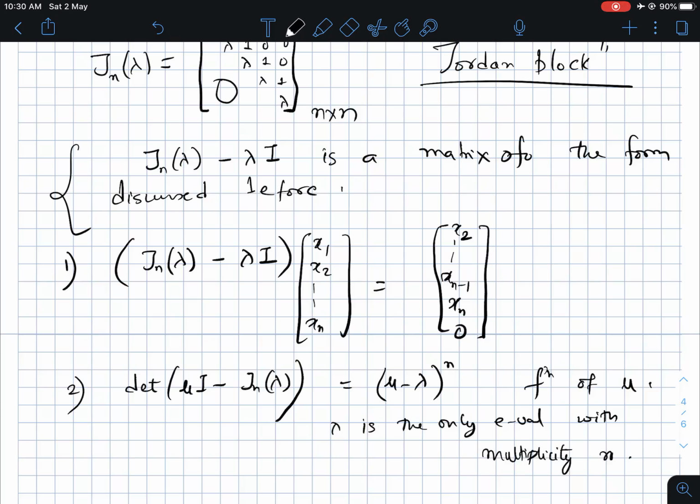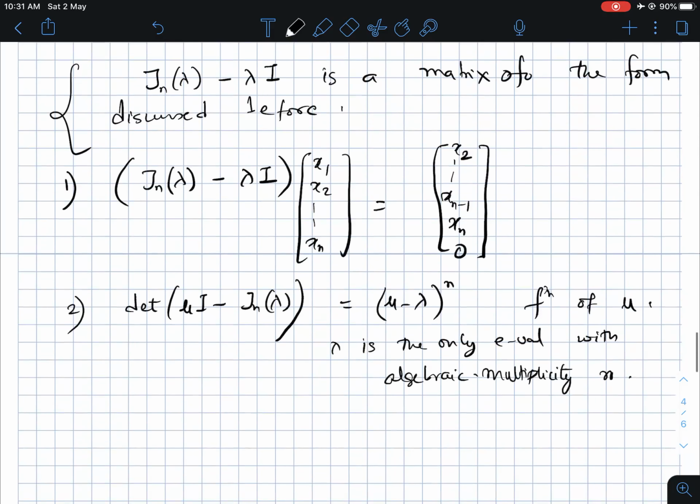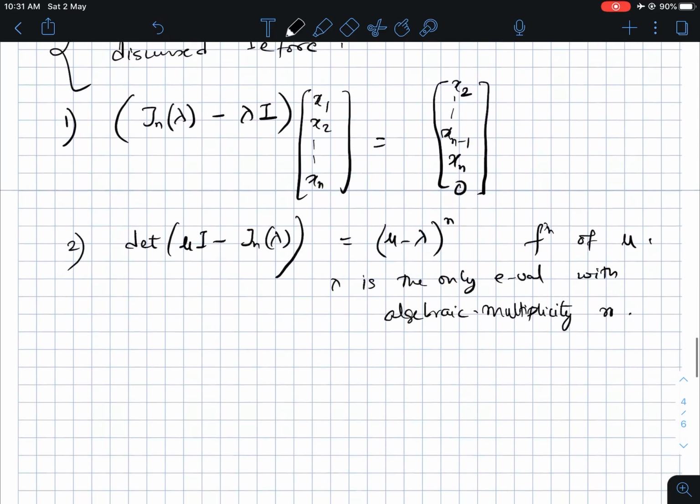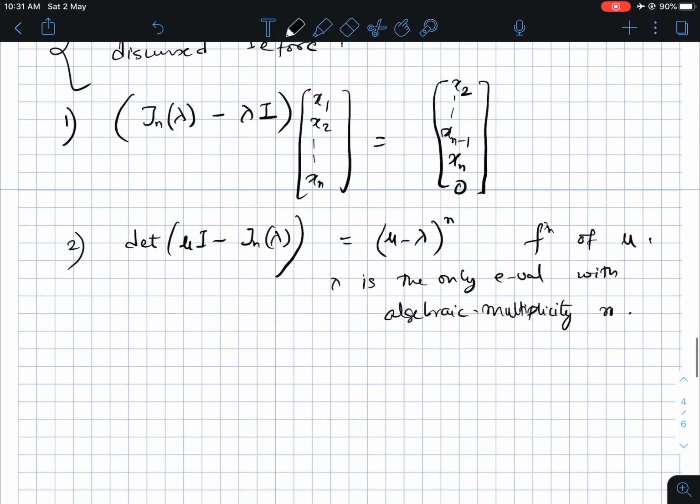This is going to be the algebraic multiplicity. Fine, so that is the characteristic polynomial.